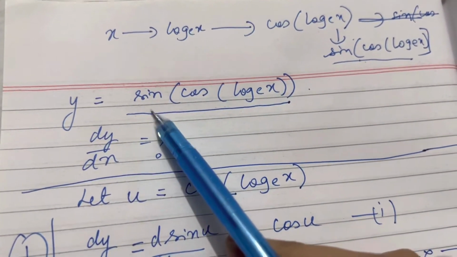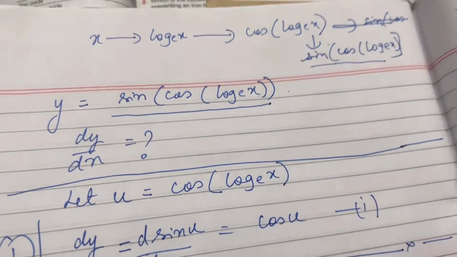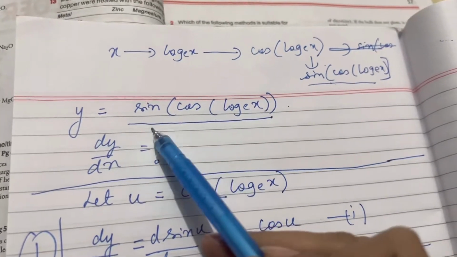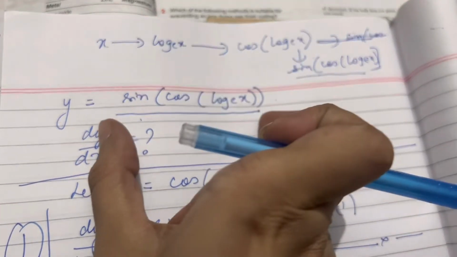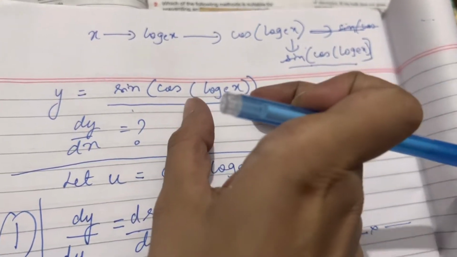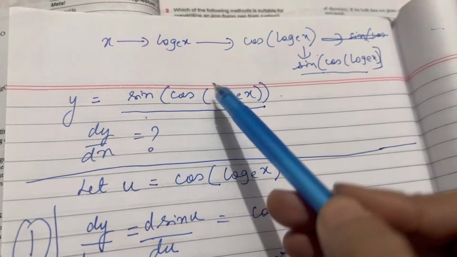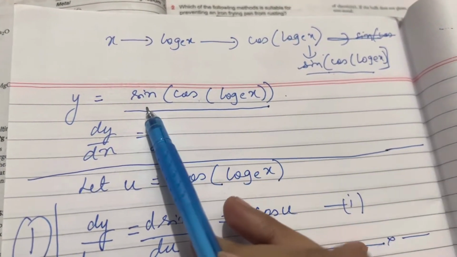Differentiate sine of cos of log x with respect to x. Now again, this is not a direct function. We don't have sine x, we have sine cos log x. So there is a function inside another function, and then this function is inside another function.